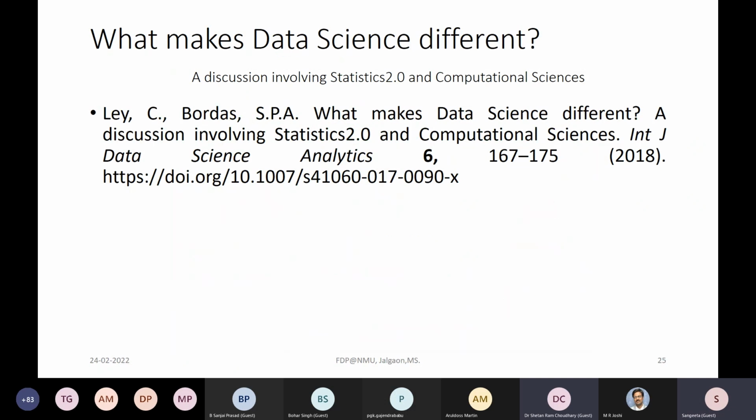This paper from 2018 is what I found on how statistics and computational sciences are different. I didn't feel much about this paper, but it is just for you to read in case you feel like it. This is what I could find. How are these fields different? This is their own personal view, which they have put up in this Springer paper.